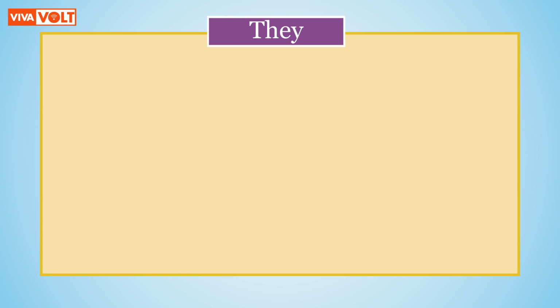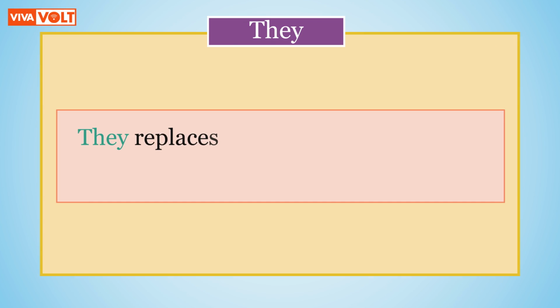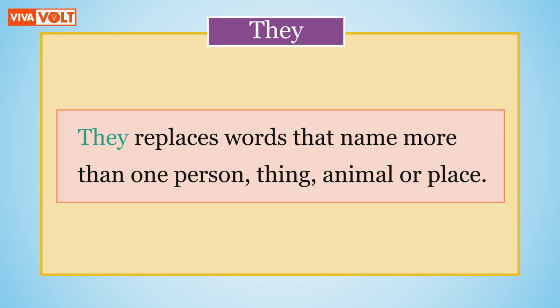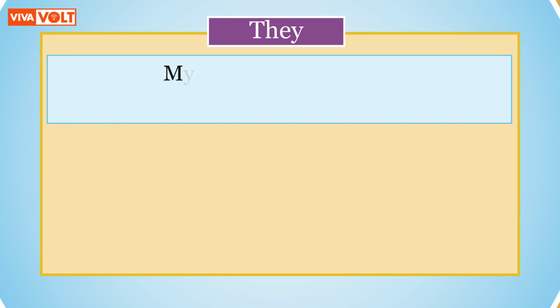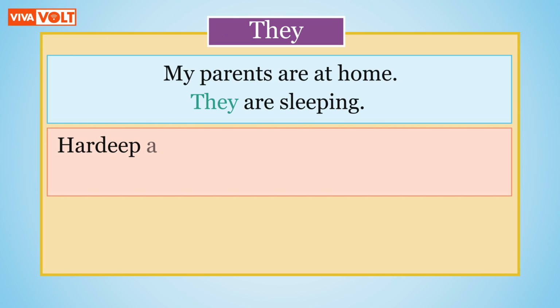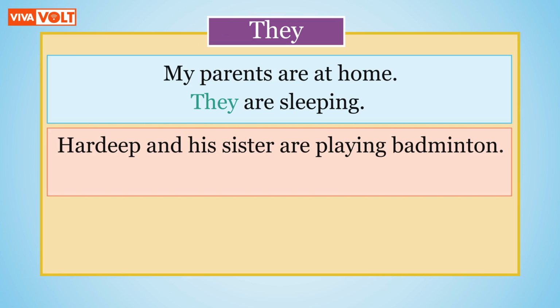Now let us learn about the pronoun they. They replaces words that name more than one person, thing, animal, or place. Let us look at some examples. My parents are at home. They are sleeping. Hardeep and his sister are playing badminton.